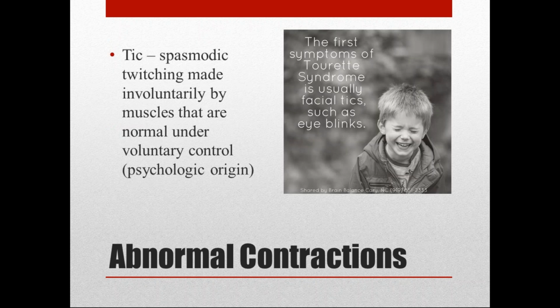A tic is a spasmodic twitching. It's involuntary, and it has a psychologic origin. So the first symptoms often of Tourette's is usually facial tics, such as eye blinks. Sometimes people will look like they're winking at you, and often they do get confused for that. It's really frustrating for them because it's their tic, and then people think they're winking at them, and it just gets weird, right? So there is a psychological origin, which doesn't mean that they have a mental illness. It just means something's happening in their brain making them do this tic.